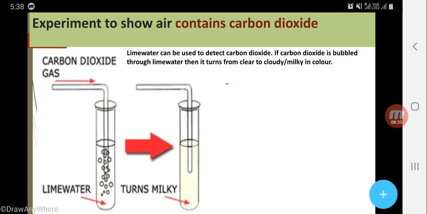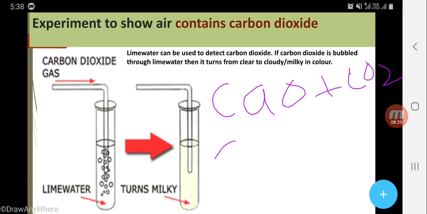What is the formula of lime water? CaO reacts with CO2 to form CaCO3, calcium carbonate. You can see one oxygen and two oxygen react with it. What is formed? CO2 plus O gives CO3 and Ca, which means it is calcium carbonate.